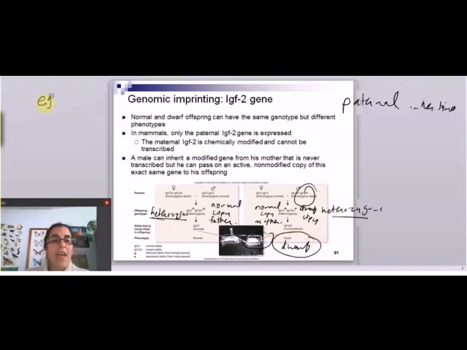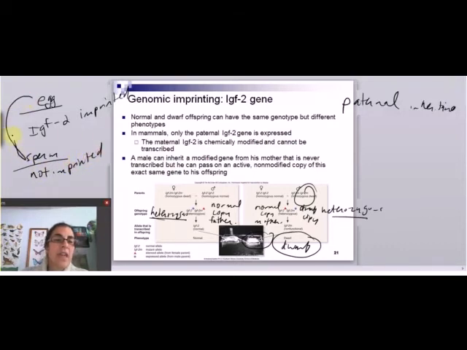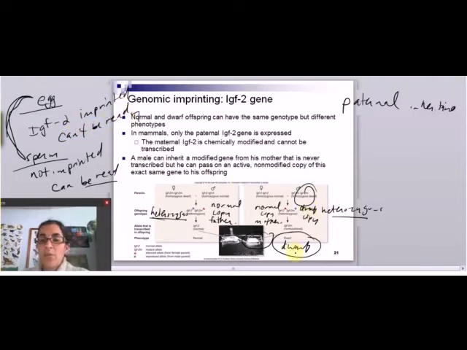So what happens is in the egg, the IGF-2 gene is imprinted. In the sperm, it's not imprinted. So now when the sperm and the egg get together, the mother's copy is marked up and can't be read, but the father's copy is not marked up and can be read. And so the offspring can only use the paternal copy. So if the father gave them a dwarf gene, they'll be dwarf. If the father gave them a normal gene, they'll be normal. So this is one of the best examples of imprinting in mammals that we have.